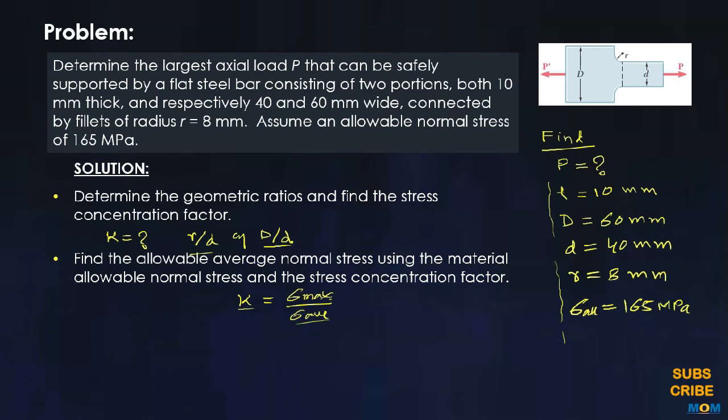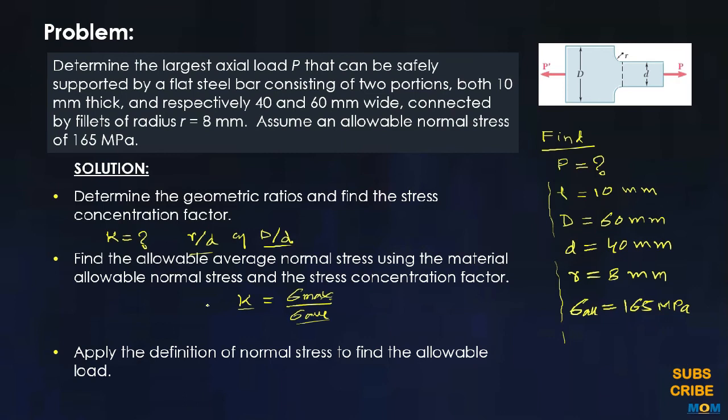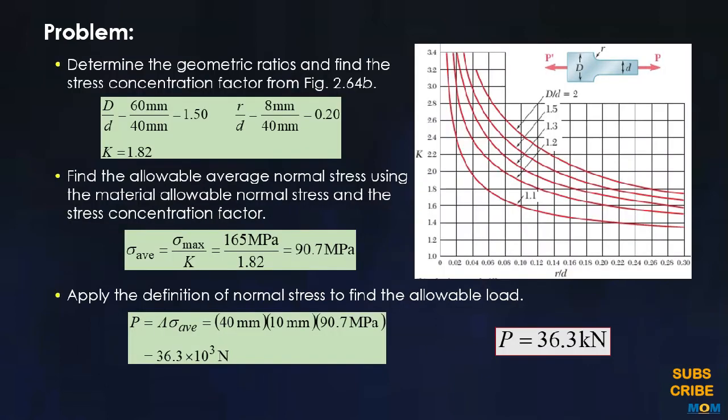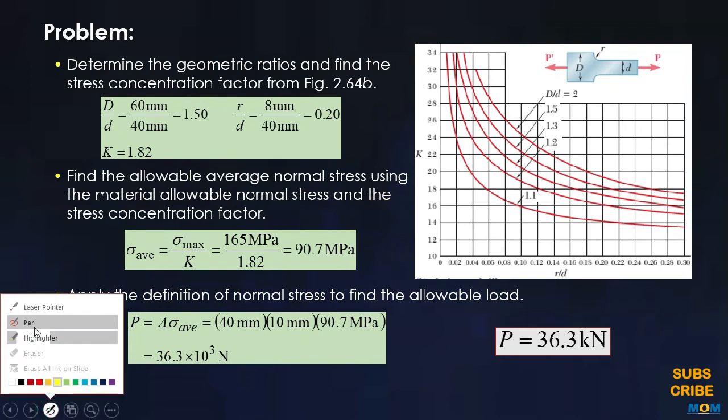And once we know the value of this average stress, now we can simply use stress equals P upon cross section area, and we know the cross section of this smaller portion of the steel bar. So we can calculate the value of P that is safe for this steel bar. To proceed, first of all we have determined the value of the stress concentration factor.